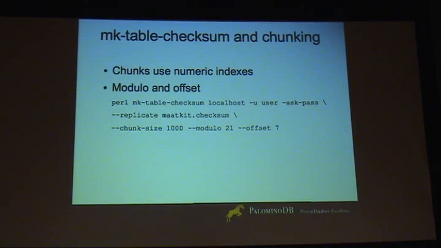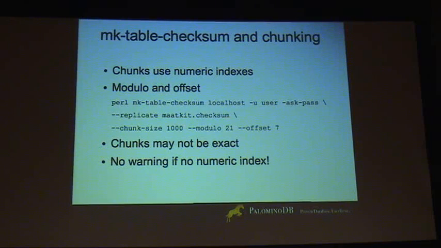So on this one, I want you to do part 7, where the first part would be rows 0 to 1,000, part 1 would be 1,000 to whatever. And it's using modulos, the standard mathematical modulo. So that will do approximately 1,000 rows. The chunks may not be exact, and there's no warning of no numeric index. If you do this and there's no numeric index, it will chunk the whole table. Then you do modulo 21 offset 8, and it'll do the 8th piece, and it will do the whole table because it can't cut it into chunks, and there's no warning.